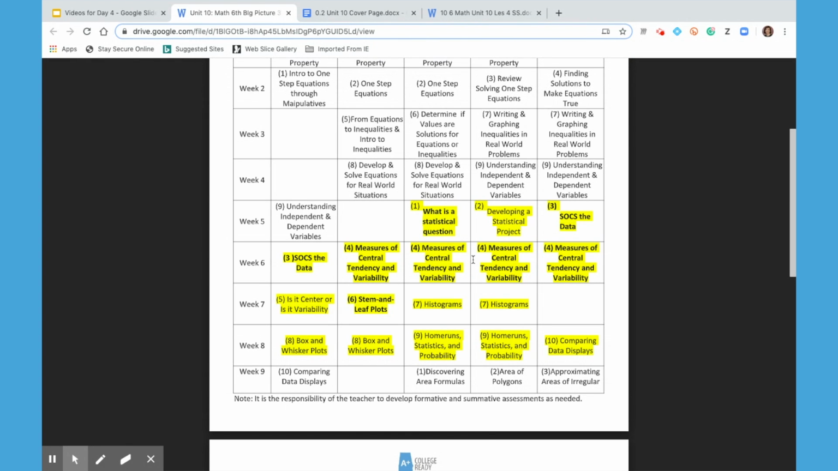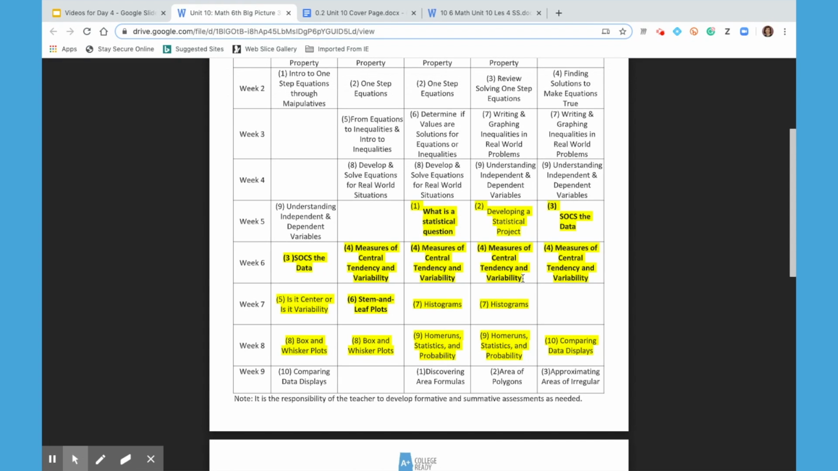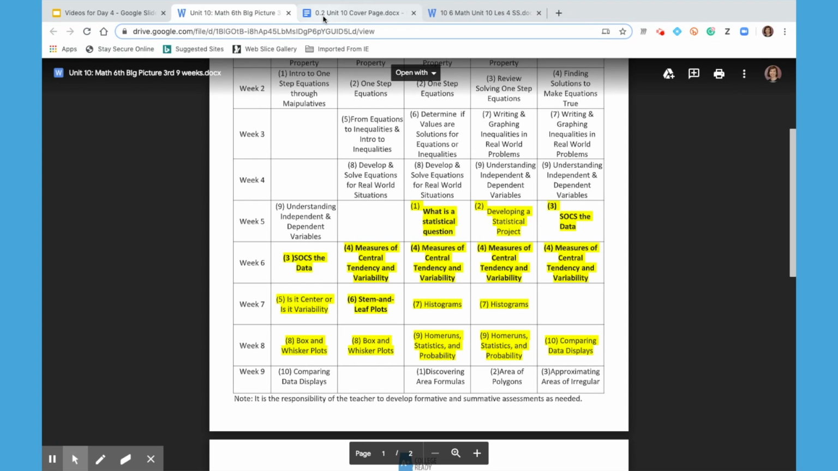Measures of central tendency is 4 days. That will include mean, median, mode, and range, and students understanding the concepts. We'll go ahead and look at the cover page and look at the learning targets that it covers.